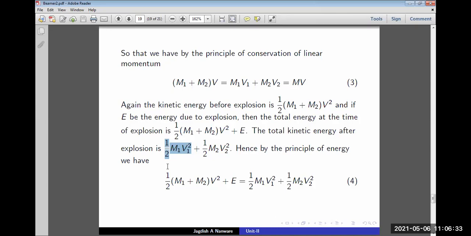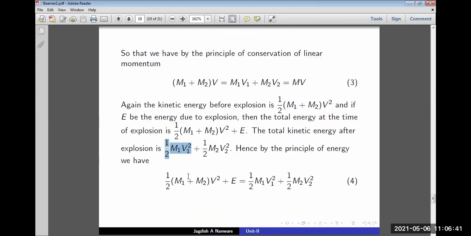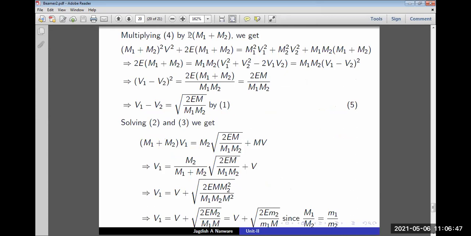We have already used this principle of energy in the previous lecture. Then let us do this calculation. So we have to multiply equation 4 by 2 times m1 plus m2, and then simplify. The calculation looks very complicated, but it is very simple. You just have to multiply and arrange the things. And if you simplify further, this is 2 times E m1 plus m2. So we calculate this value.